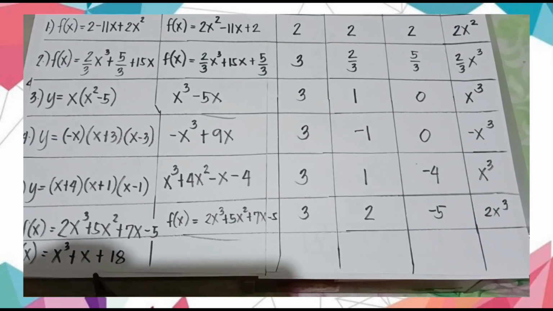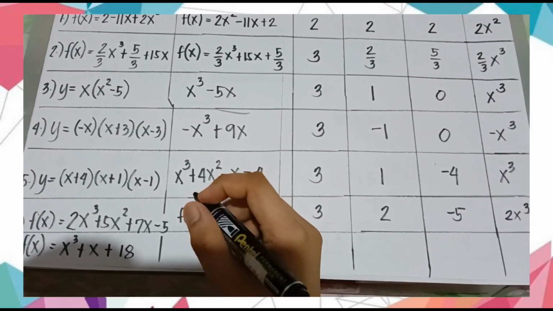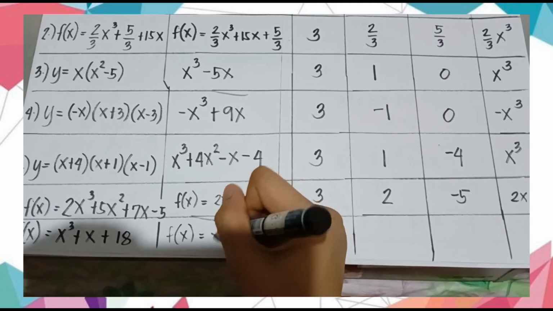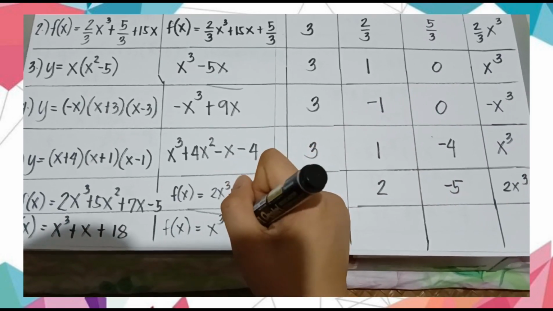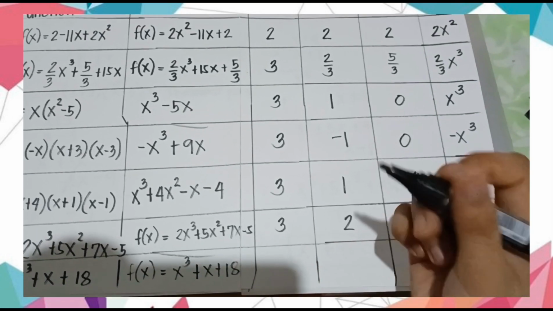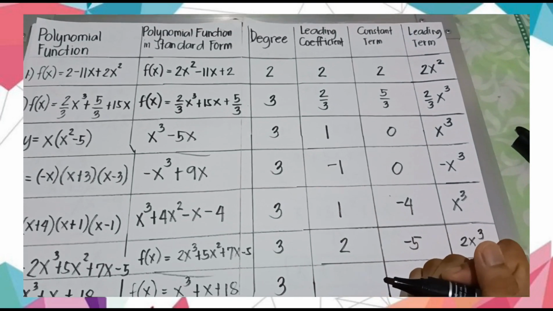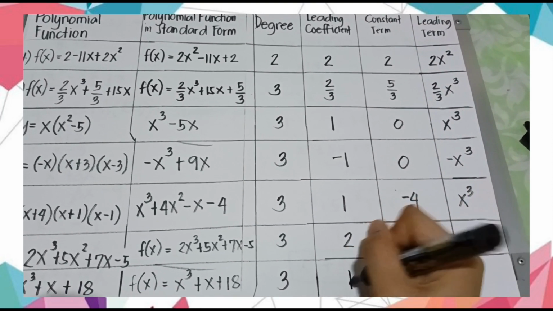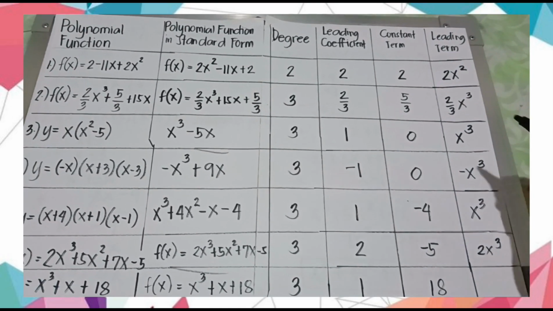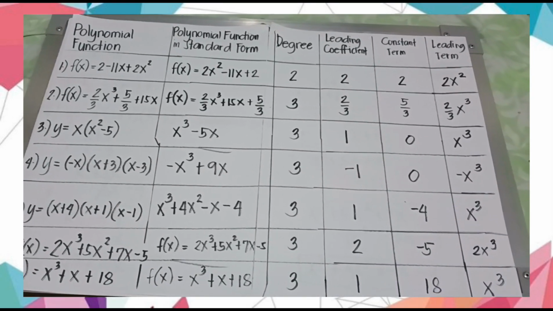Last example, we have example number 7. f of x equals x cubed plus x plus 18. The same as in example number 6, it is already arranged in decreasing powers of x. So x cubed plus x plus 18 is the standard form. The degree of this is 3. The leading coefficient is 1. The constant term is 18. And the leading term is x cubed.